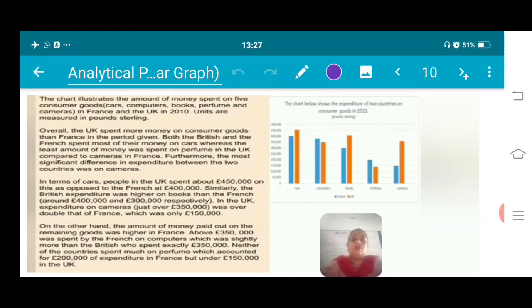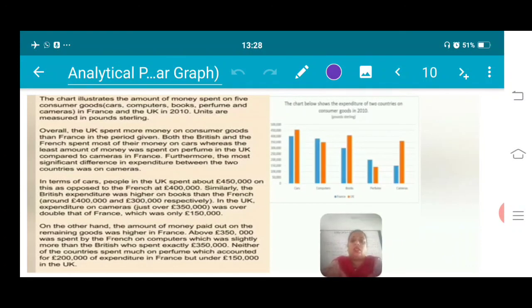Furthermore, the most significant difference in expenditure between the two countries was on cameras. Next paragraph says, in terms of cars, people in the UK spent about 450,000 pounds on this, as opposed to the French at 4 lakh pounds. Similarly, the British expenditure was higher on the books than the French, around 4 lakh pounds and 3 lakh pounds respectively. In the UK, expenditure on cameras, just over 350,000 pounds, was over double that of France, which was only 150,000 pounds. Then the last paragraph where you have to give the overview, the conclusion.